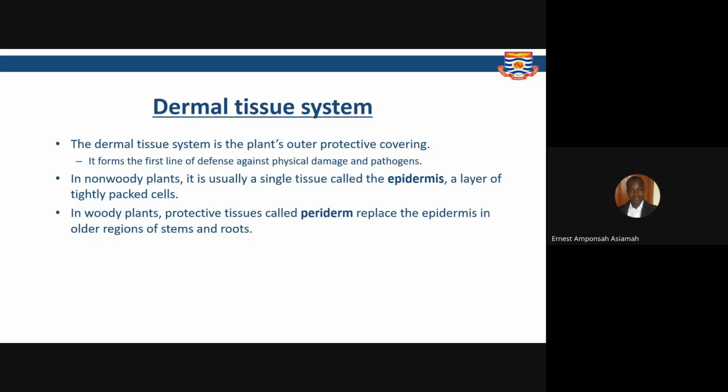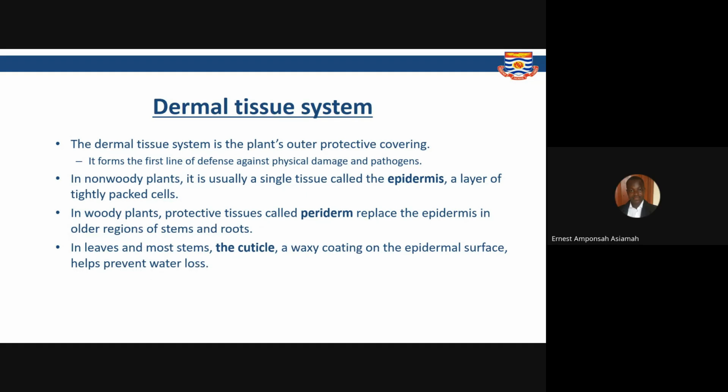So in woody plants, you notice that the outer covering becomes harder, and this harder covering is the periderm, which replaces the epidermis, which is found in all plants. Sir, is that what we call the bark of the tree? Exactly. The bark of a tree is the periderm.